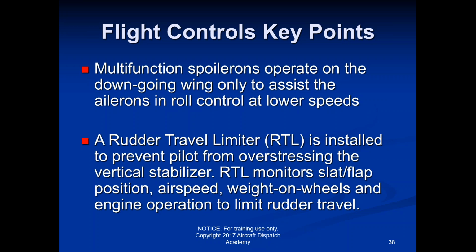A rudder travel limiter is installed to prevent the pilot from overstressing the vertical stabilizer. The rudder travel limiter monitors flap position, airspeed, weight on wheels, and engine operation to limit the rudder travel. So if you're up in the air going fast, the capability of the rudder is going to be limited. As you slow down and descend into an airport on approach, the capability of the rudder to move from side to side is going to open up a lot more. Like when you're doing crosswind landings, you have a lot more rudder capability when you're going slower than when you're going faster.